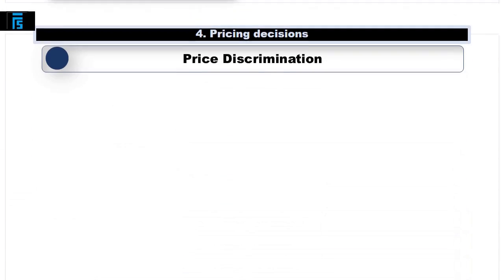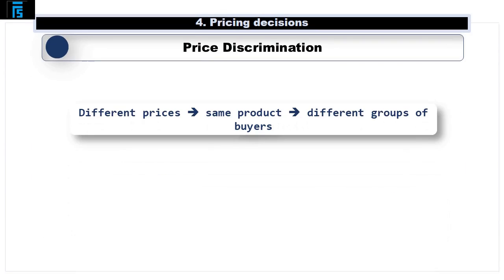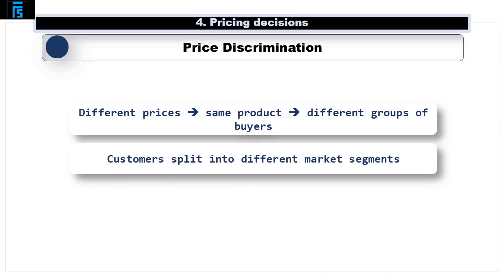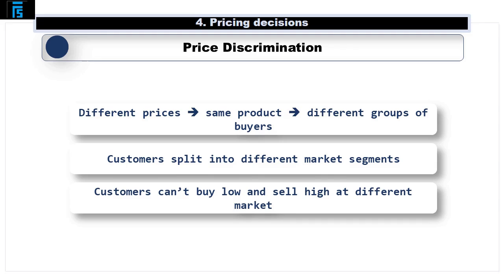A price discrimination strategy occurs when different prices are charged for the same product to different groups of buyers. This can only really happen if customers are split into different market segments, and customers can't buy at the low price and then sell on at a high price in a different market. A good example of this is train travel, where the same basic product, a journey from A to B, can be charged at varying prices, such as first class, peak and off-peak, for example.